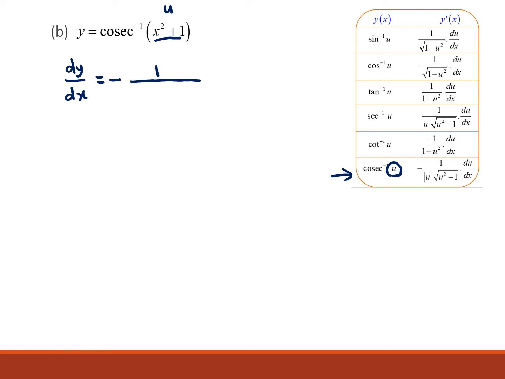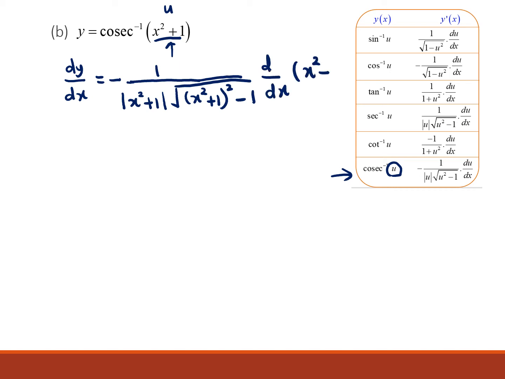So now it would be negative 1 over the modulus of u, which is x squared plus 1, times the square root of x squared plus 1, squared, minus 1. Okay, times the derivative of u, where u is x squared plus 1. So it will be d over dx of x squared plus 1.